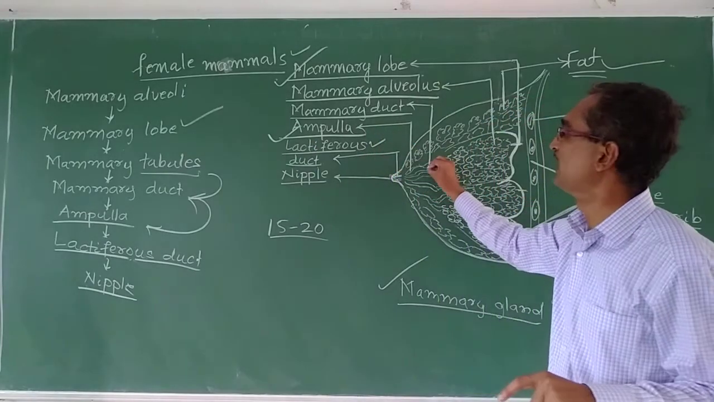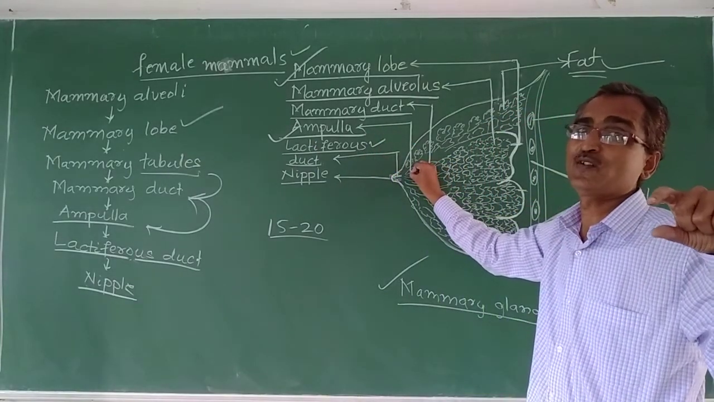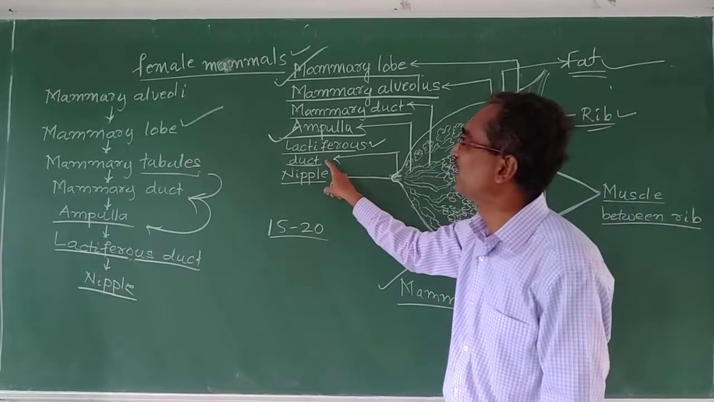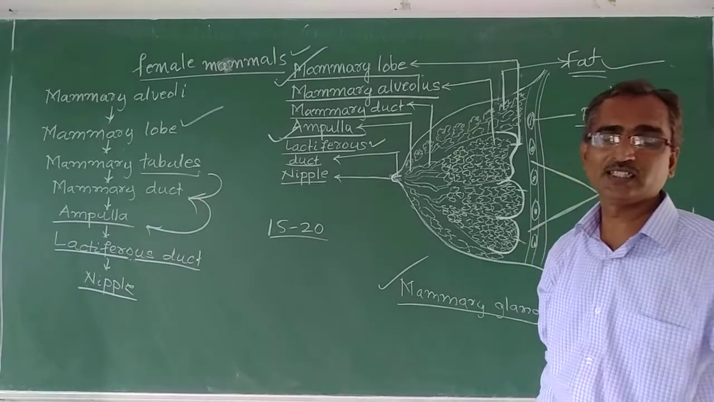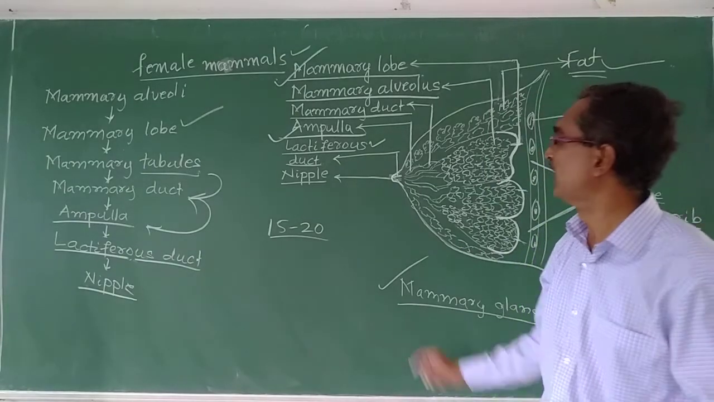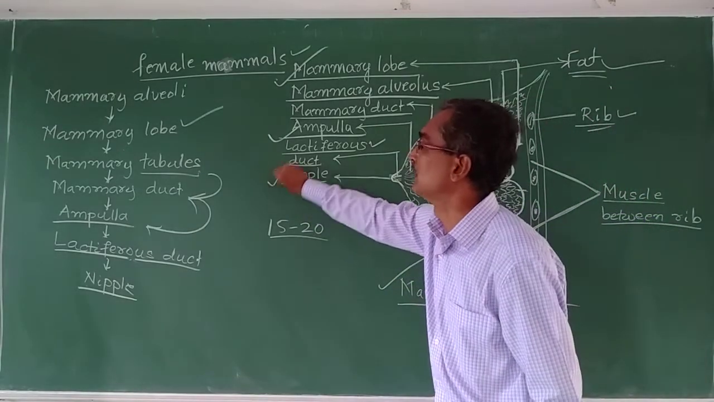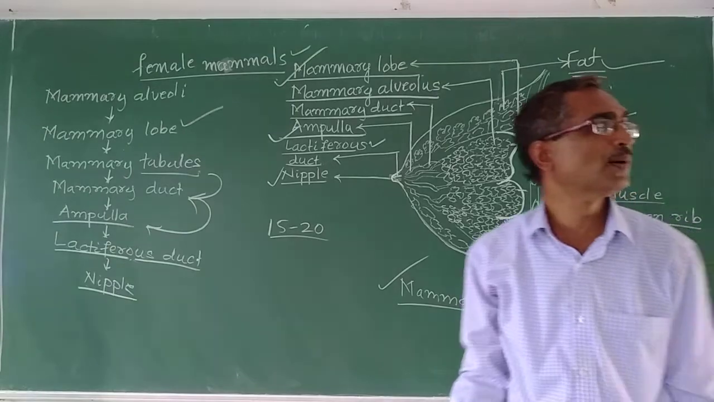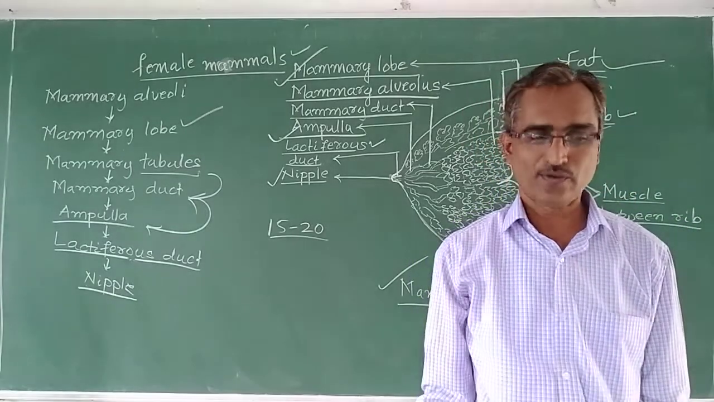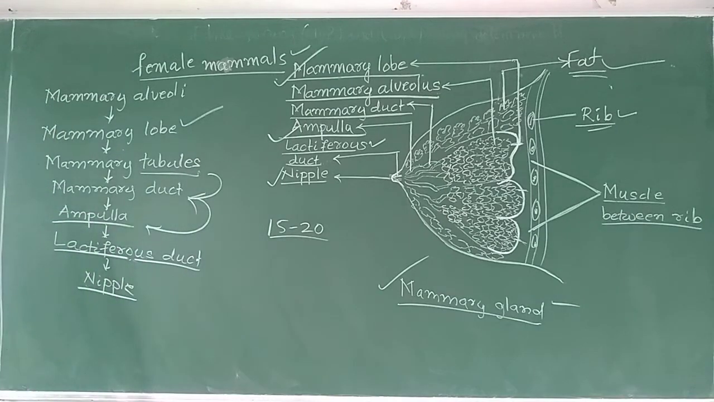Okay, and this ampulla further leads to or joins with the lactiferous duct through which the milk is sucked, and this tip of the mammary gland is known as the nipple. Okay, so this is about the structure of a mammary gland.